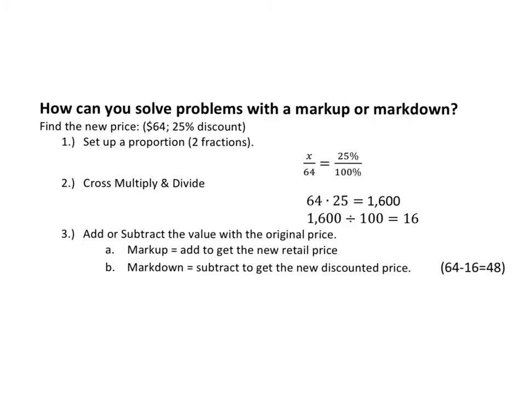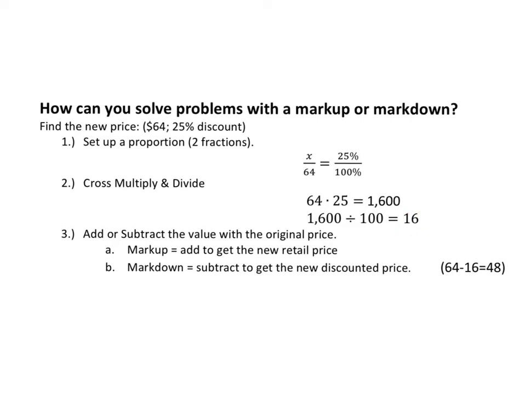So here's an example I've already done for you. The question is, find the new price. The original was $64, and it's a 25% discount. So the first step is to set up a proportion, which is those two fractions. So we have X over our original, because we're looking for a new price, with the percent over a percent. So we have the 25% discount over the 100% that we always have. Then we cross multiply and divide. So it's 64 times 25. Right here is 1600. Then we take 1600 and we divide it by the 100 below it to get 16.